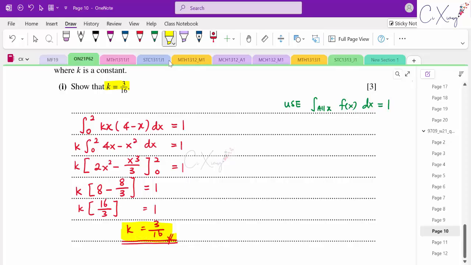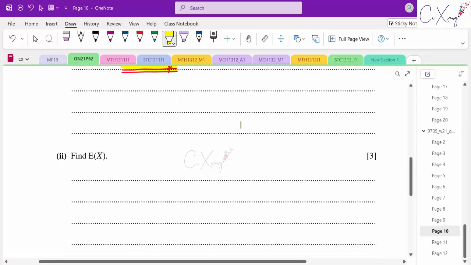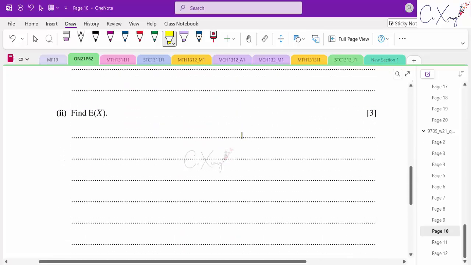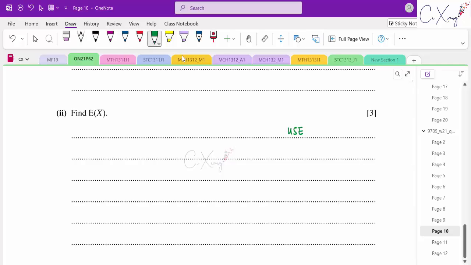Alright, this is quite easy, right? It is actually a simple concept here. Okay, then let's continue to part number 2. For part number 2, they want us to find the expected value of x. To find the expected value of x, the general formula is integration, but before you integrate, you have to multiply the x together with the function. For your extra information, if I want to find the expected value for x squared, you need to multiply x squared together with the function before you integrate it. So that's the concept.